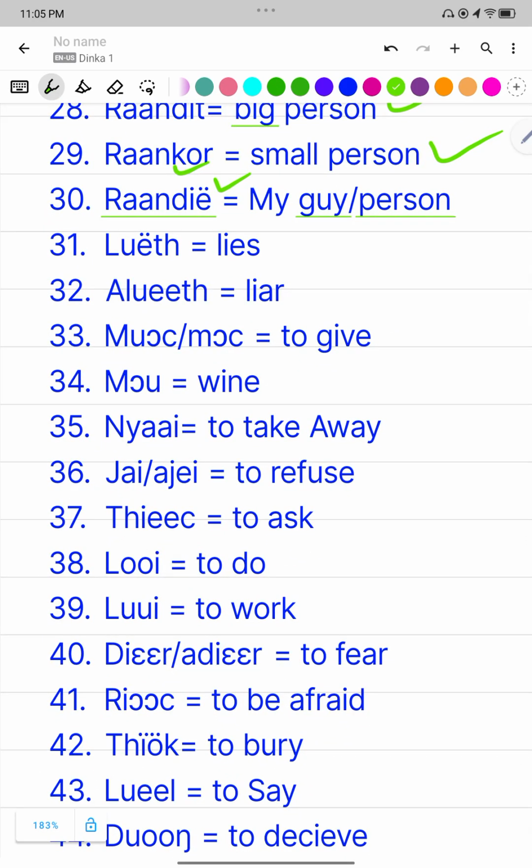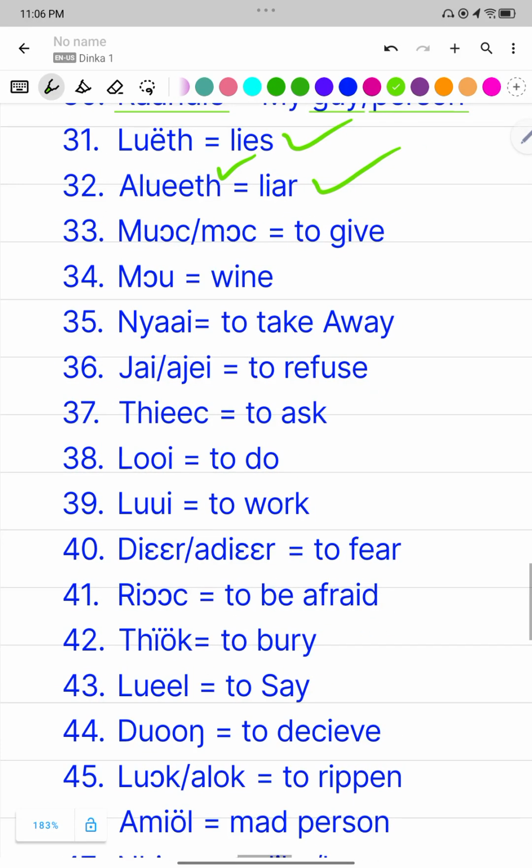Number 31. Luet. Luet means lies. Number 32. Aluet. Aluet means liar.